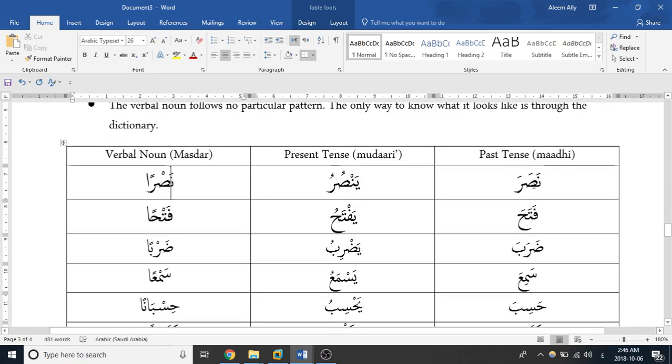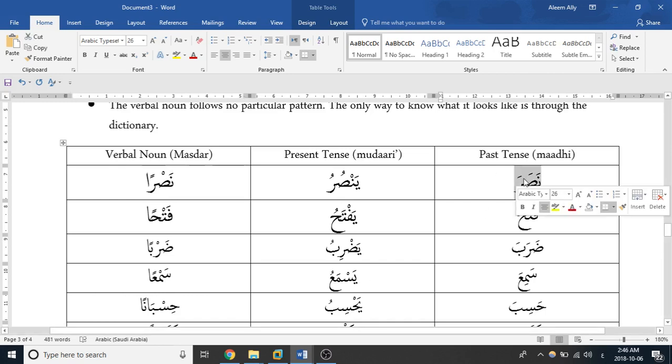It'd be nasara, nasara, nasaru, nasarat, nasarata, nasarna, nasarta, nasartuma, nasartum, nasarti, nasartuma, nasartuna, nasartu, nasarna. If I wanted to expand this, it could be yansuru, yansurani, yansuruna, tansuru, tansurani, yansurna, tansuru, tansurani, tansuruna, tansurina, tansurani, tansurna, ansuru, nansuru, right? And you could do that for all of these.